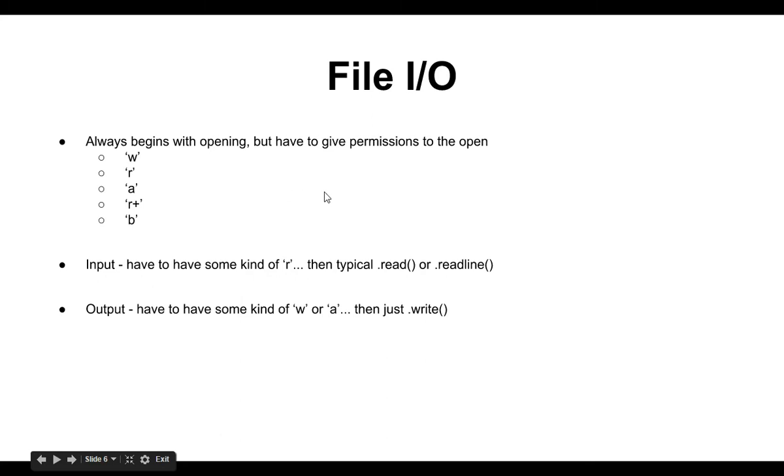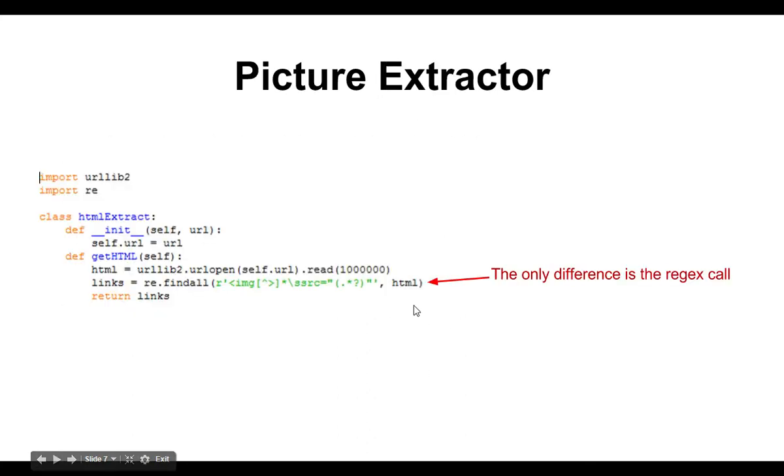It means that it writes to the end of the file. R plus means read and write to the file. B is also reading the file as binary. So for input, you have to have some kind of R, and then you do .read or .readline. For output, you have to do W or A first, and then you do .write.